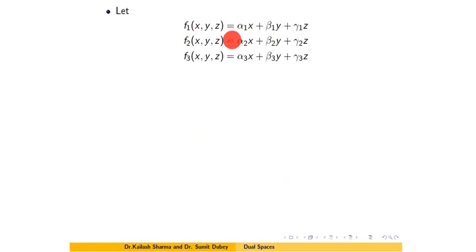Let f1, f2 and f3 be defined like this. f1(x,y,z) equals alpha 1 x plus beta 1 y plus gamma 1 z, f2(x,y,z) equals alpha 2 x plus beta 2 y plus gamma 2 z, f3(x,y,z) equals alpha 3 x plus beta 3 y plus gamma 3 z. We have f1(x1) equal to 1, f2(x1) equal to 0 and f3(x1) equal to 0.